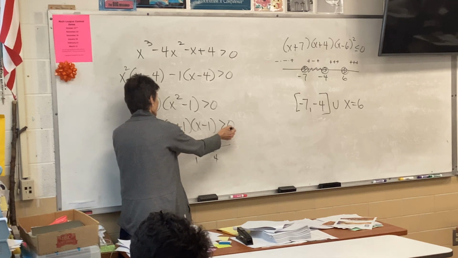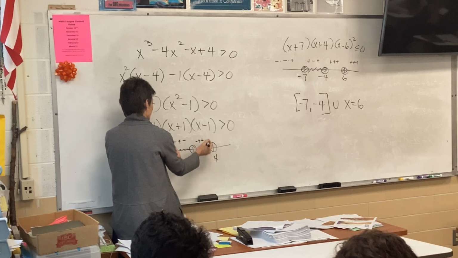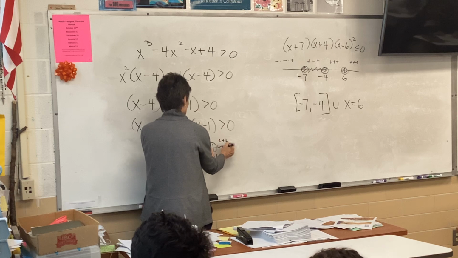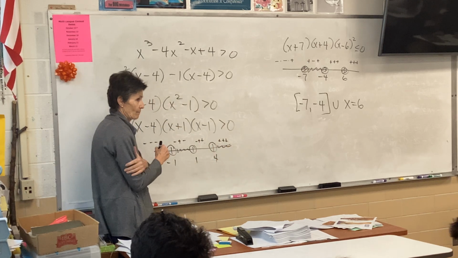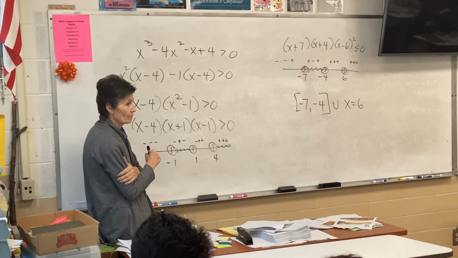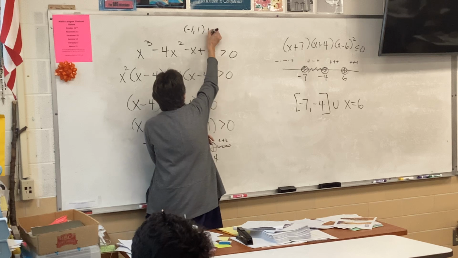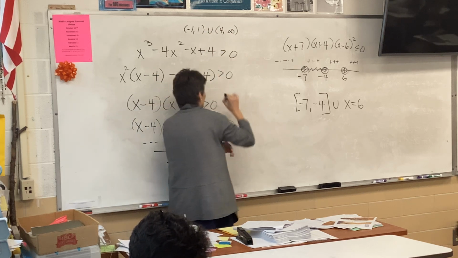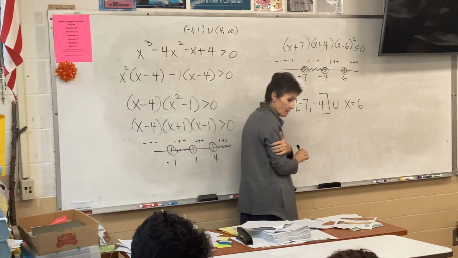This time we're looking for positive, positive, positive. You pick one number for each. No, negative 1. Negative 1. Wait, that might work.